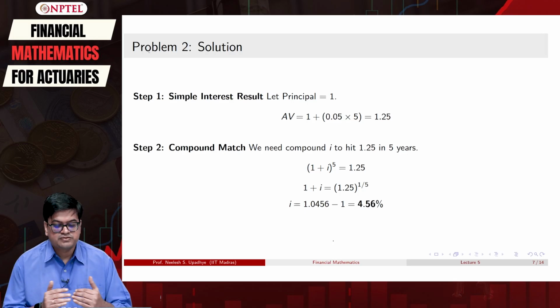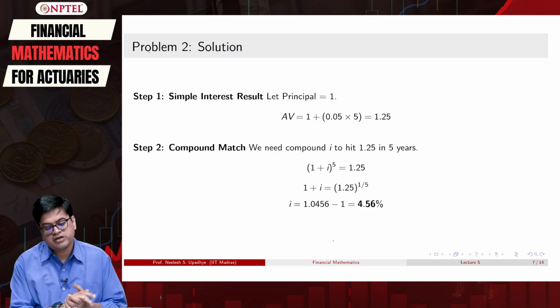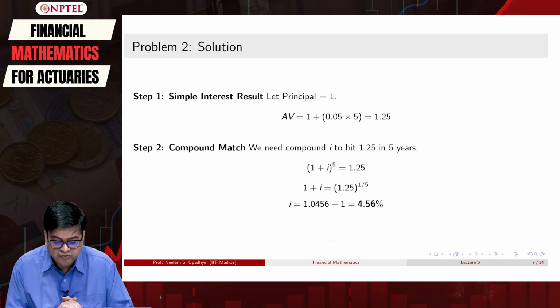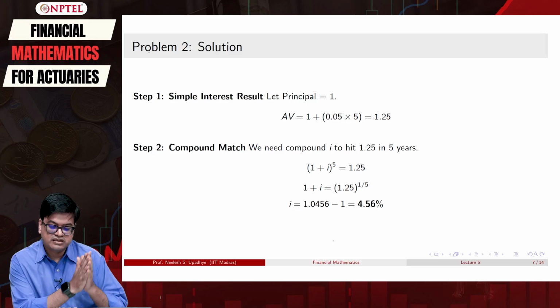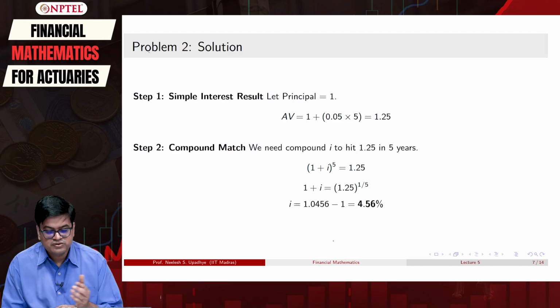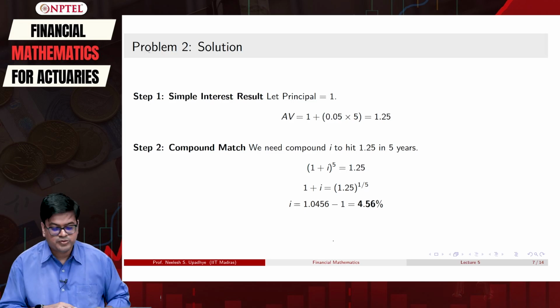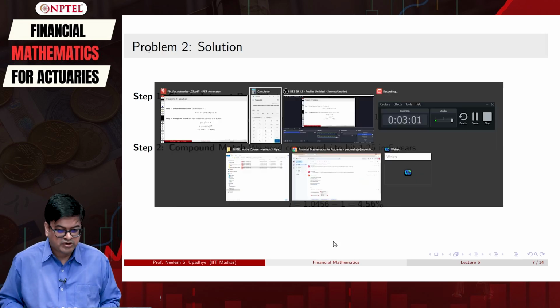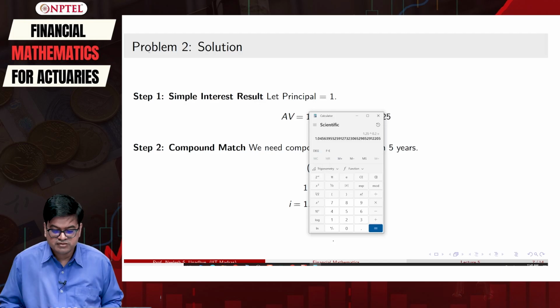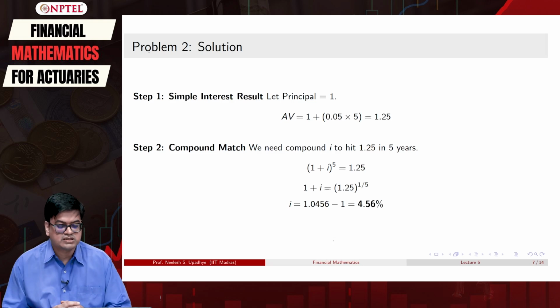Then we have to match with compounding. So we will say (1 + i)^5, this is our compounding model, equal to 1.5. As I did in the handwritten thing, you will take the power 1/5 on both sides, and you get 1.25^(1/5). You have seen how to compute 1.25 raised to 1/5 using the calculator, and now you know what the answer will be. It will be 4.56.